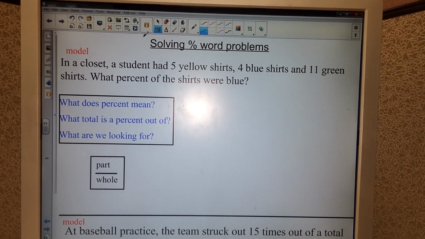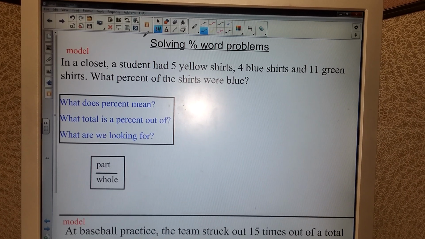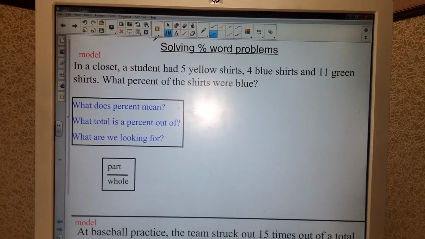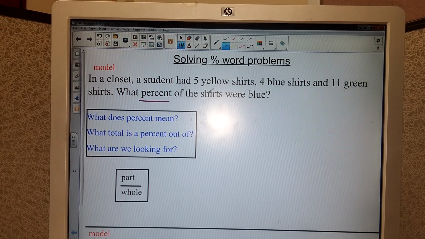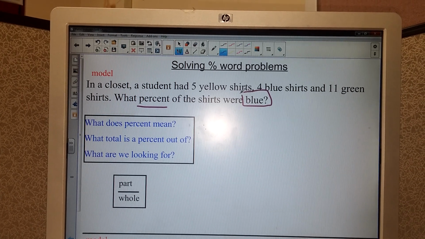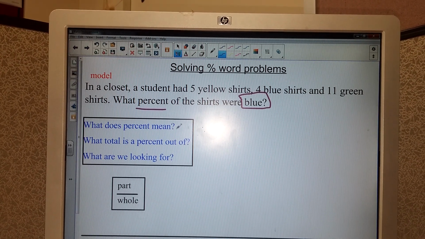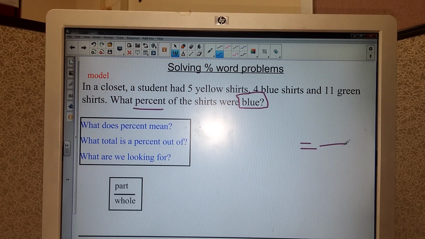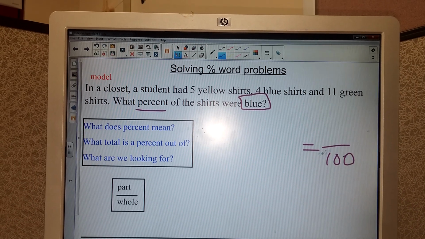In a closet, a student had 5 yellow shirts, 4 blue shirts, and 11 green shirts. What percent of the shirts were blue? So we want to know what out of 100 were blue. Well, a couple things we can think about. Percent means out of 100, so eventually I'm going to have to get something to be out of 100.